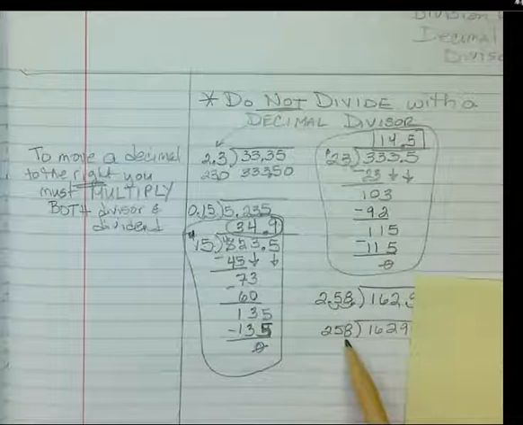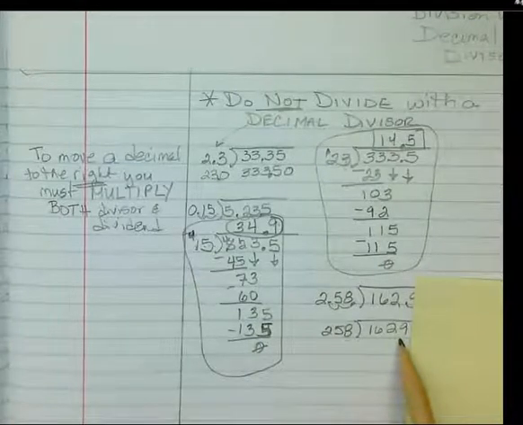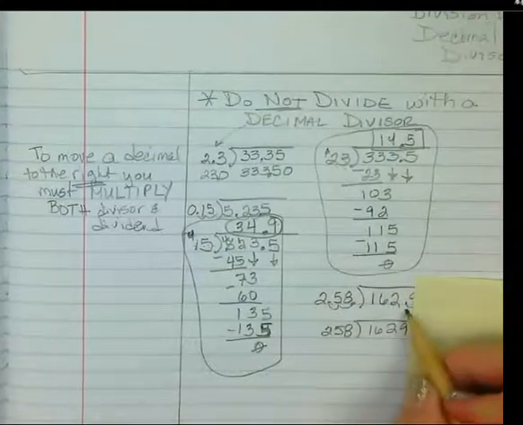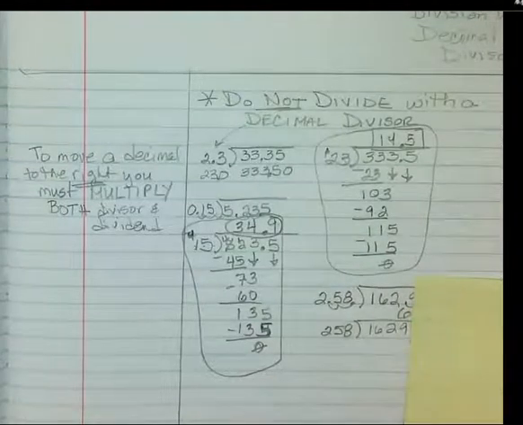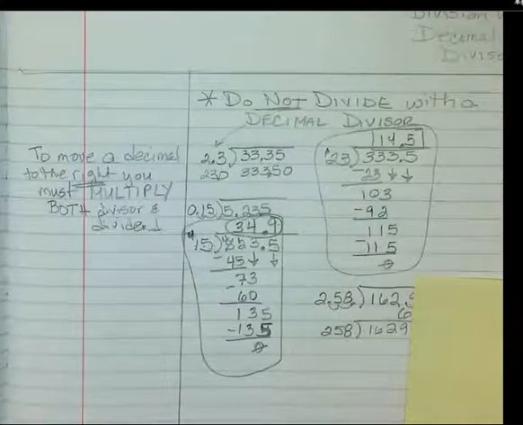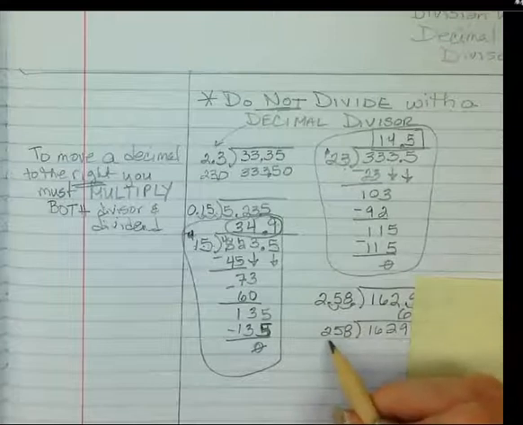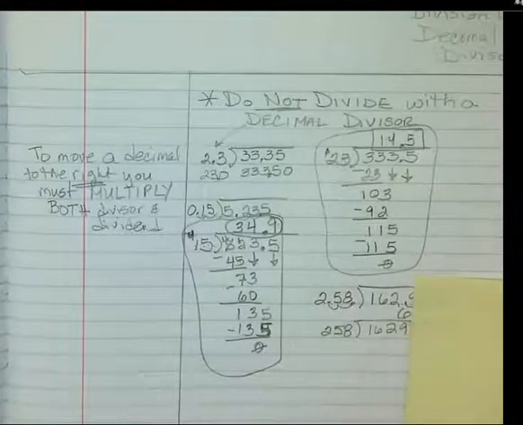250 times 4 is 1,000. And 2 more would make it 6, would make it 1,500. So I'm going to try 6. Go with what you know. I wish I could stick my face underneath the camera there so you can see me. But go with what you know. We know that 250 times 6 is going to be close.